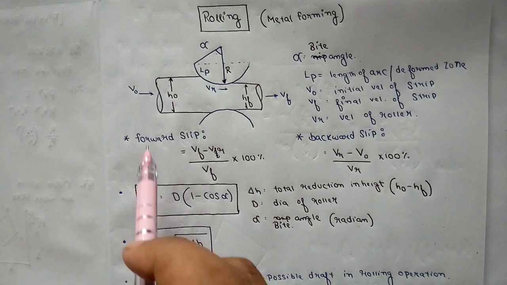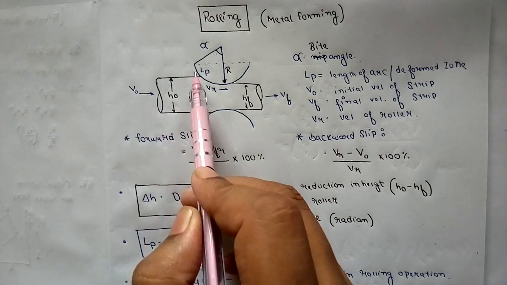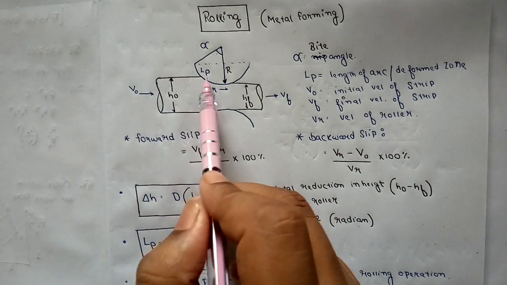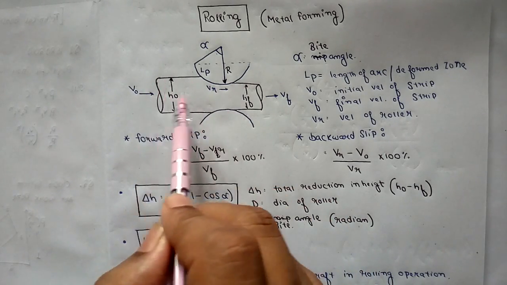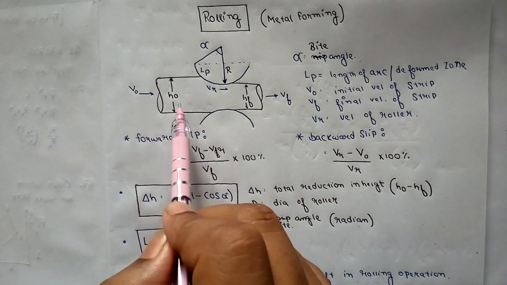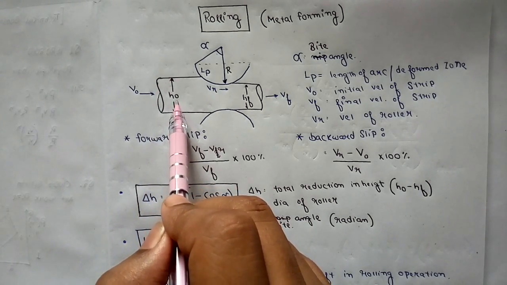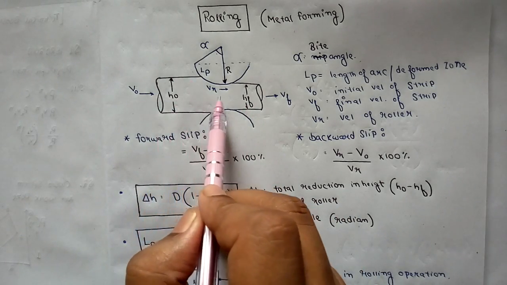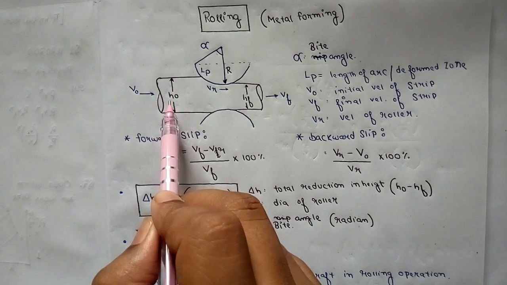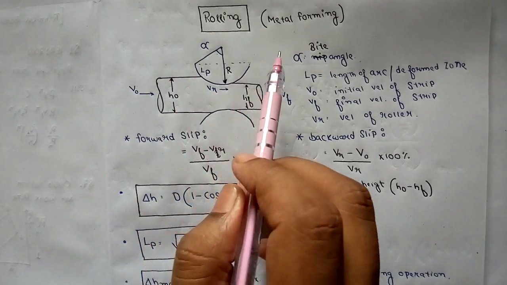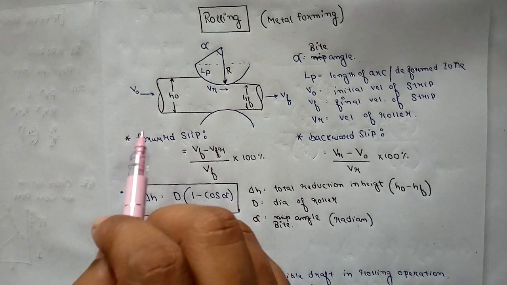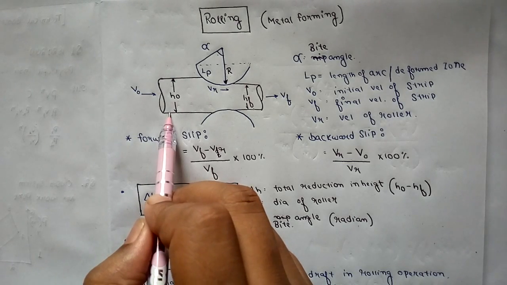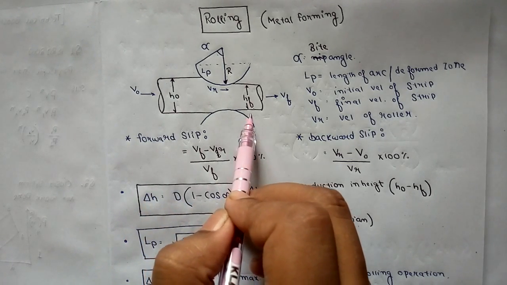First of all, here is a metal strip and here is a roller. Rolling means there are basically two rollers, between which a metal strip is passing, reducing its height. Its initial height was h0 and its final height will become hf. Whenever it passes through, it converts its height from h0 to hf. This is the main, actual process of rolling. Here r is the radius of the roller, h0 is the initial height of the metal strip, and hf is the final height.